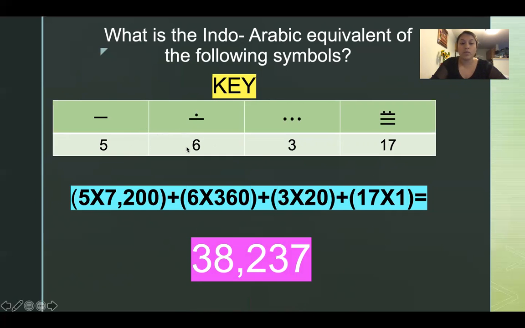So the only thing we have to do is, we already know what this symbol is equal to, which is 5, and this one, which is equal to 6, and the 3 dots equal to 3, and the 2 dots and 3 lines, which equals 17, which is a big help. So all we do is take those numbers where these go in, and since the rule was start from left to right, the first row being 7,200, the second one 360, and the third one being 20, and then 1. And all we do is set it up like this, and we get a grand total of 38,237.